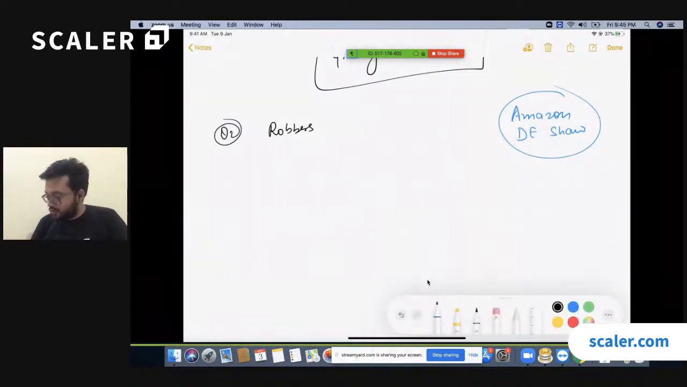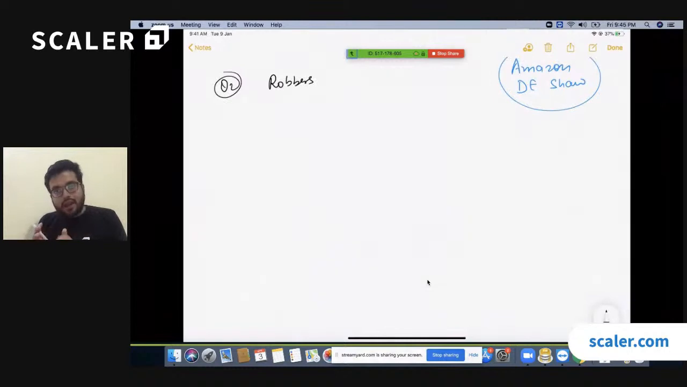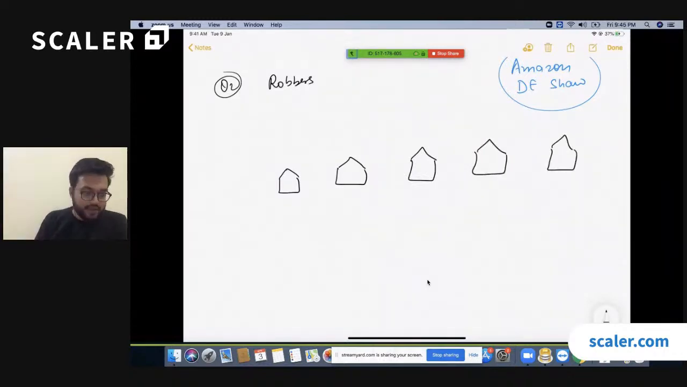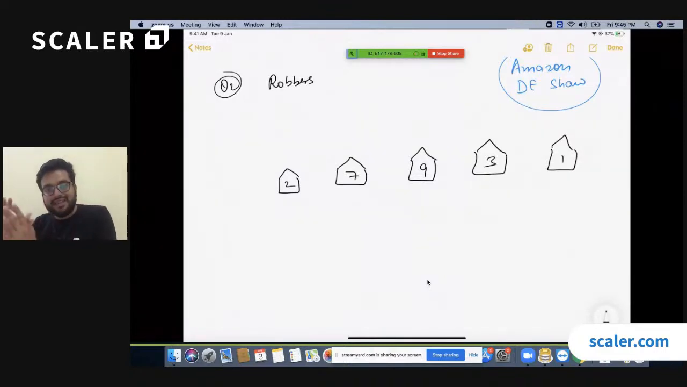Now the problem is as follows. You are a robber. Unfortunately, you are a robber. You see a street where there are n houses. Every house has some gold coins in it. Let's assume the first house has 2 gold coins, the second house has 7 gold coins, the third house has 9 gold coins, then 3 and 1. So these are the gold coins that are present in these houses that you see on a single street.